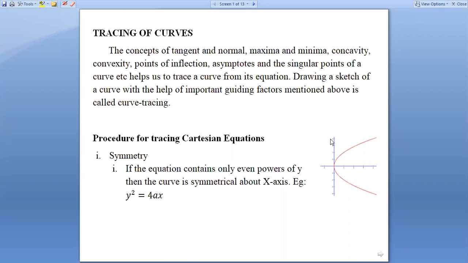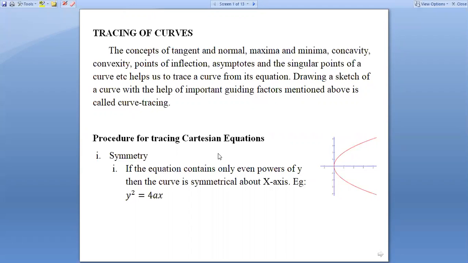The first thing is the Cartesian equations. So procedure is almost the same for both Cartesian as well as polar equations. So first I'll be teaching you about the procedure for tracing the Cartesian equations. The first thing you have to know is the symmetry.